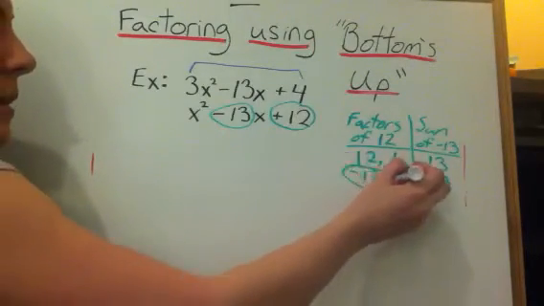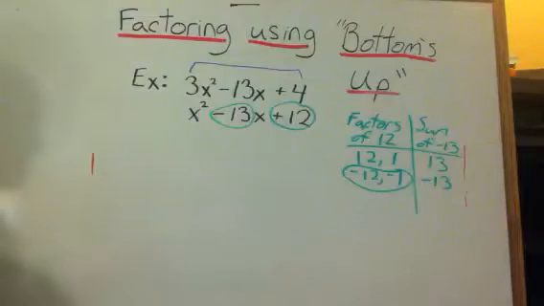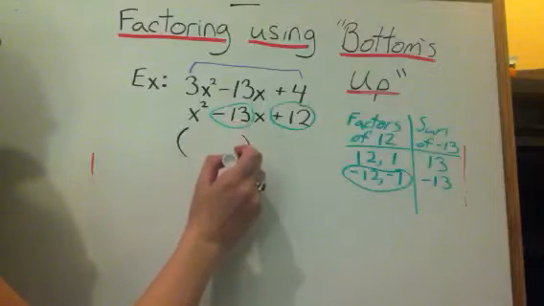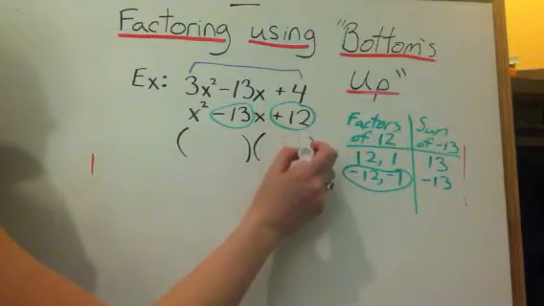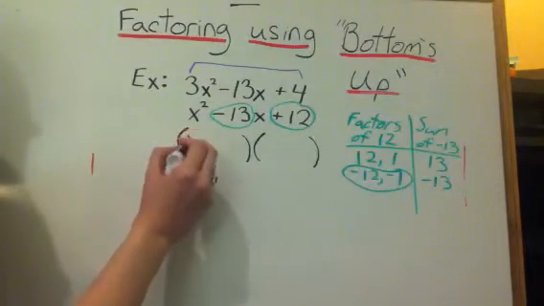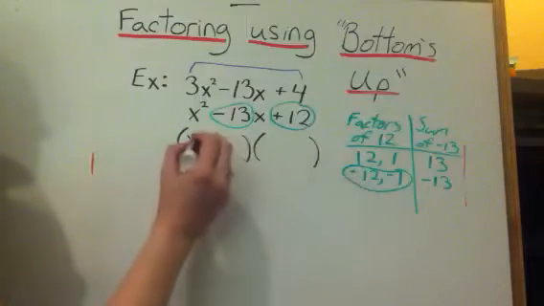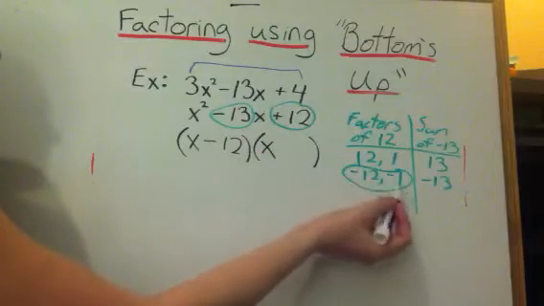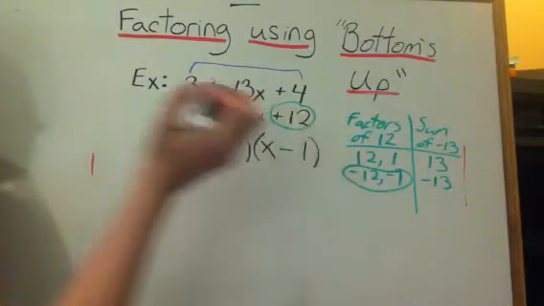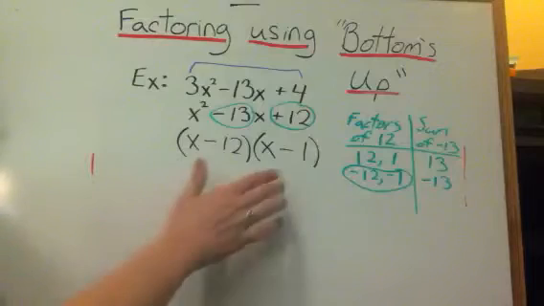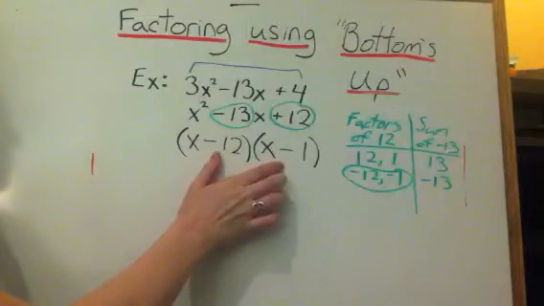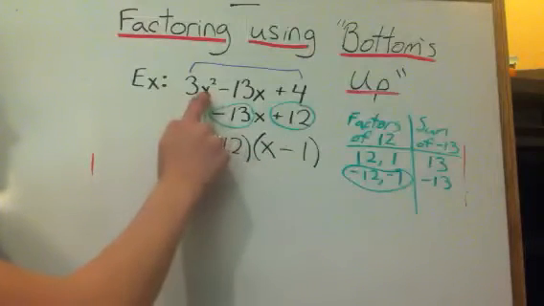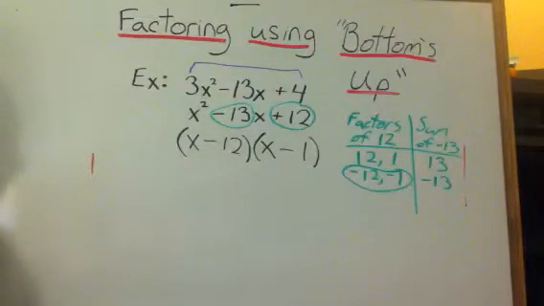Okay, so we found our winning numbers here. Now we just have to set them up as factors. So set up your two sets of parentheses. Okay, in this first set it's going to be x minus 12 because 12 is negative, times x minus 1 because 1 is negative. Okay, a lot of people make the mistake of ending here. This is not your final answer. In a normal problem it would be. This isn't a normal problem because we had this number, this 3 in front of the x squared.